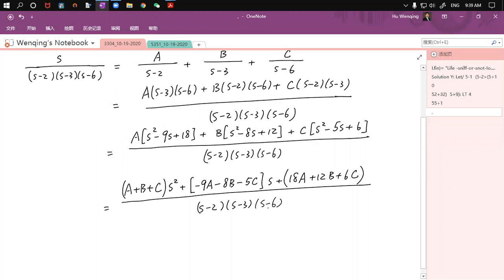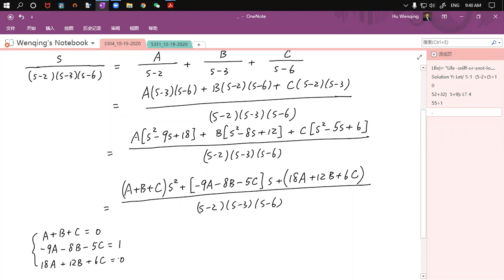Is that good for everybody? Okay, so that's going to be the scenario. As long as you have this, you can see that a plus b plus c should be equal to 0, because you don't have an s squared term here. And minus 9 times a minus 8 times b minus 5 times c is equal to 1. And 18 times a plus 12 times b plus 6 times c is equal to 0. So that's the formula that you really have here.